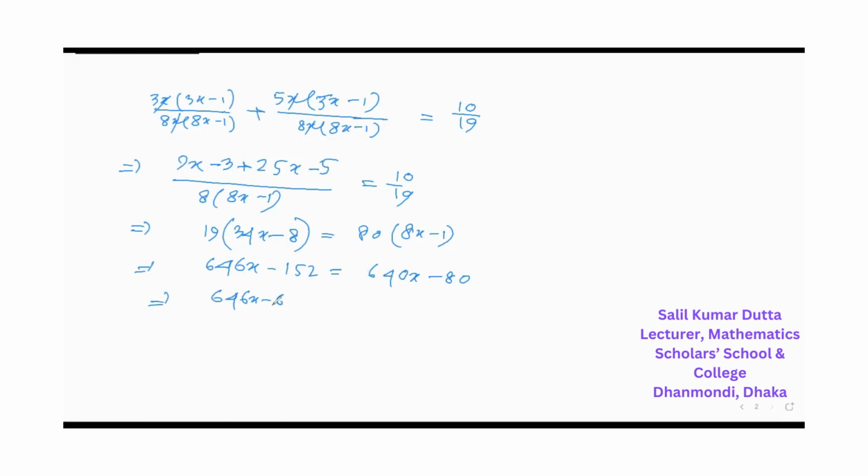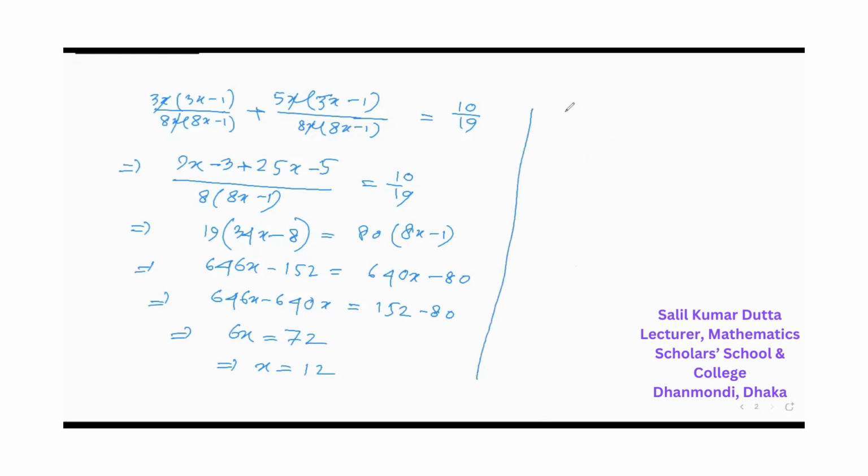Then we can transfer the left side to the right side. 646x minus 80x equals 152 minus 10. That means 6x equals 72, that means x equals 12. So we got the value of x. Our main job has been done.